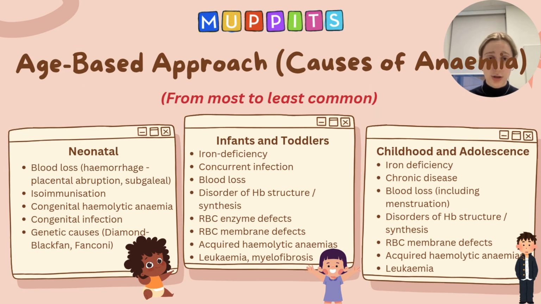The next approach or framework that I'll talk about is an age-based approach. So I've broken it down into a neonatal age group, infants and toddlers, and then children and adolescents as well. And the conditions are listed from most to least common as well. So for neonates, blood loss accounts for about 5 to 10% of all severe neonatal anemia. And causes may include hemorrhage, so for example, placental abruption or subgaleal hemorrhage as well.